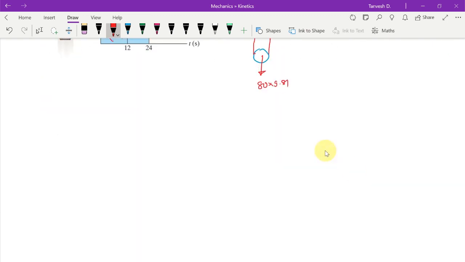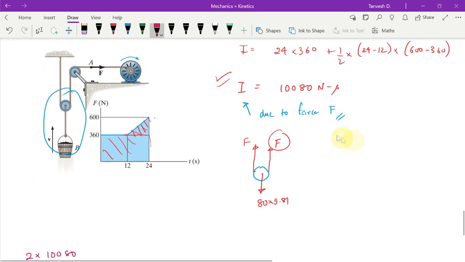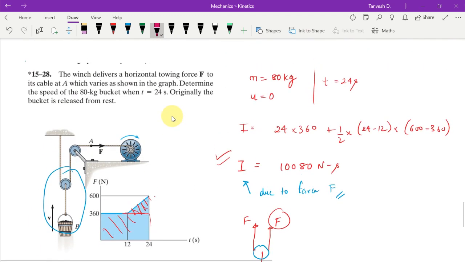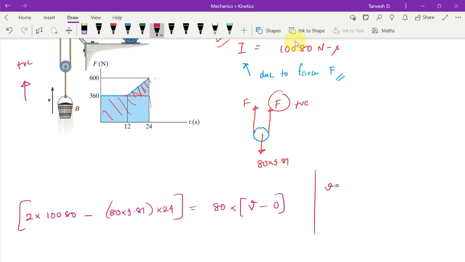So the total impulse will be 2 into 10080. Now what is the motion of this bucket? It is moving upwards, so upwards we'll consider as positive. Therefore, these two forces here are positive, and the impulse due to those two forces will be positive. So 2 into 10080 minus 80 into 9.81 into 24. This completes your total impulse. It is equal to mass, which is 80, into final velocity, which we do not know, minus initial velocity, which is 0. Therefore, you will get final velocity V as 16.56 meters per second.